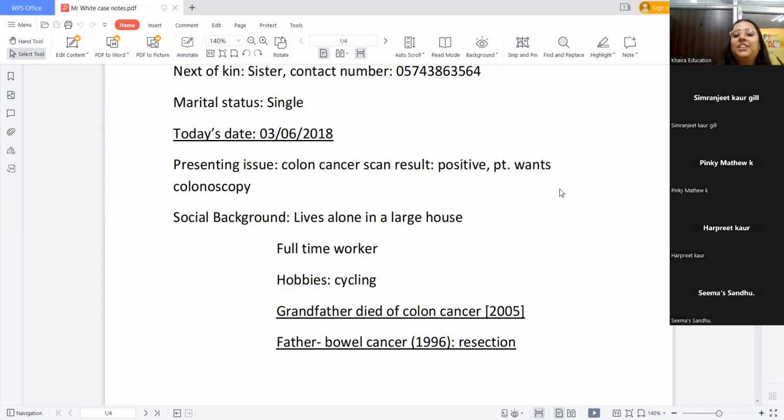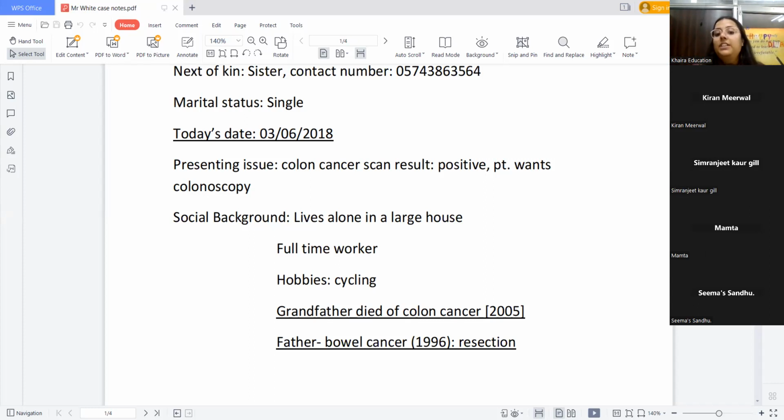Social background: our patient lives alone in a large house. He's a full-time worker. His hobbies include cycling. His grandfather died of colon cancer in 2005, and his father was diagnosed with bowel cancer in 1996, for which the father underwent a resection. So can we say that he has a positive family history of colon cancer, cancer in his father and grandfather? Yes, ma'am. Right, so that's true.